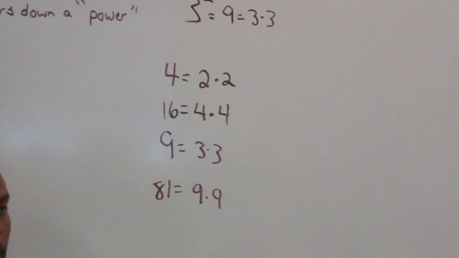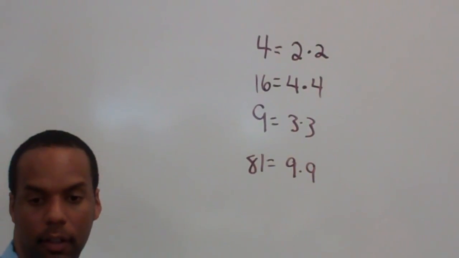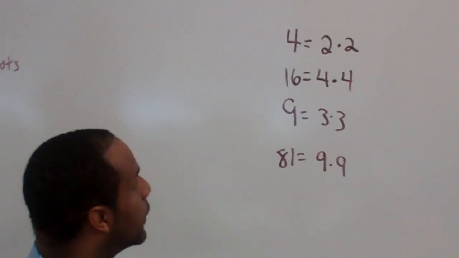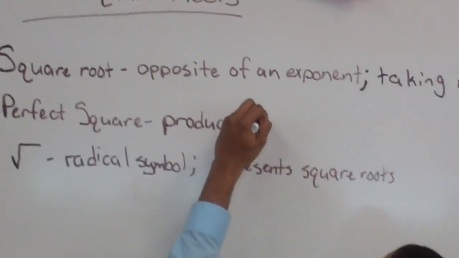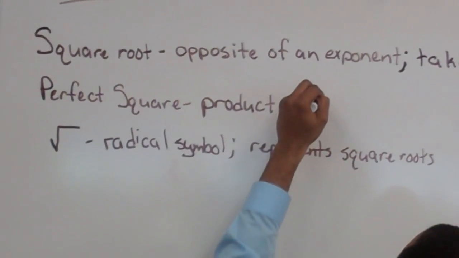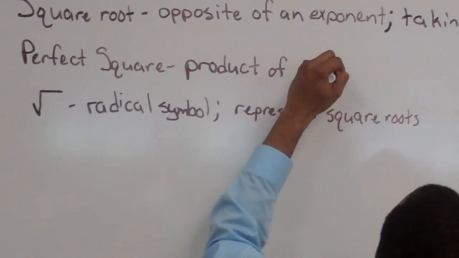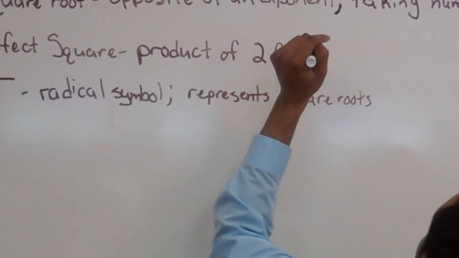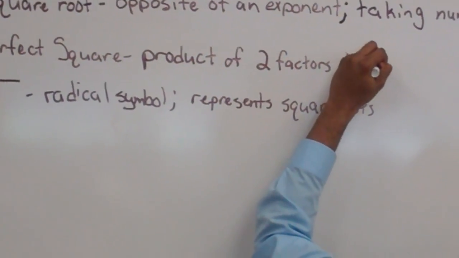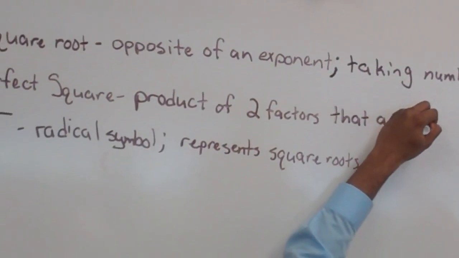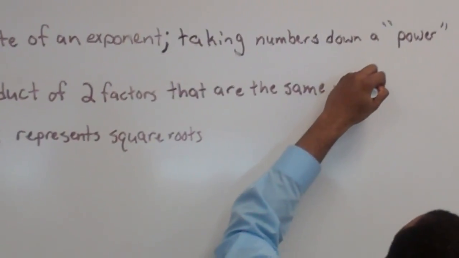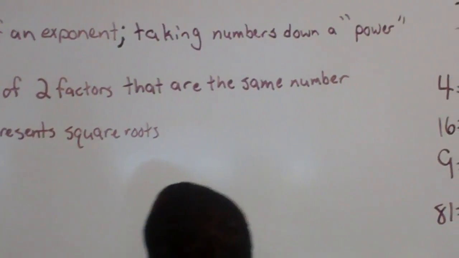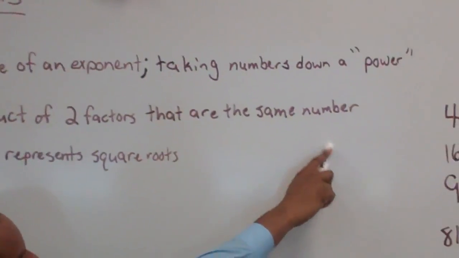If I were to say 36, yes. Why? 6 times 6. So we understand what a perfect square is? Yes. I'll write a definition for you. It's the product of 2 factors that are the same number.